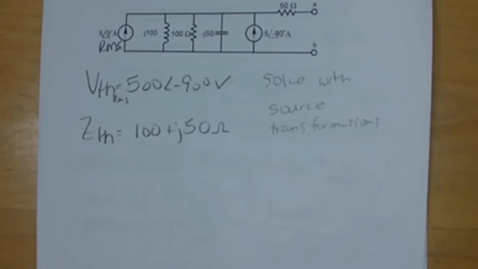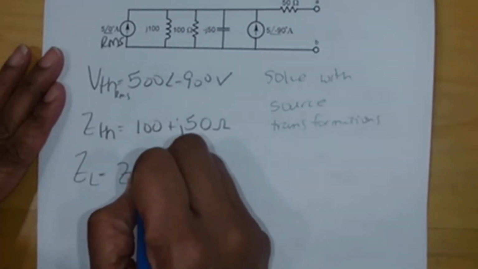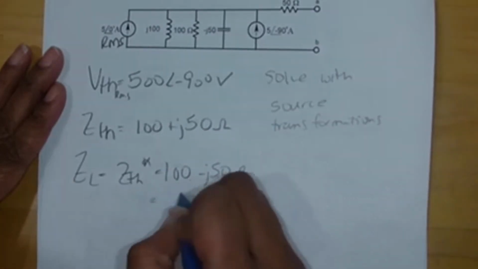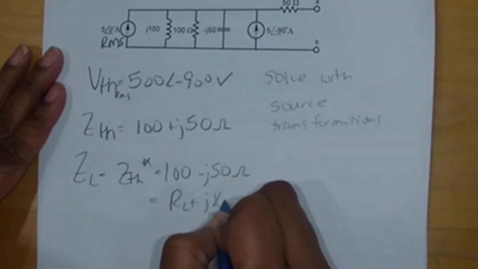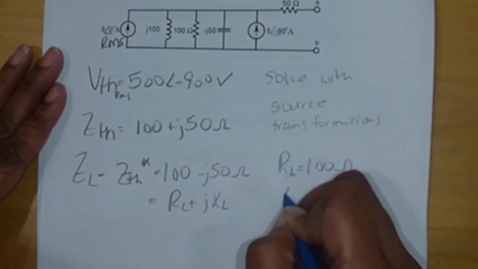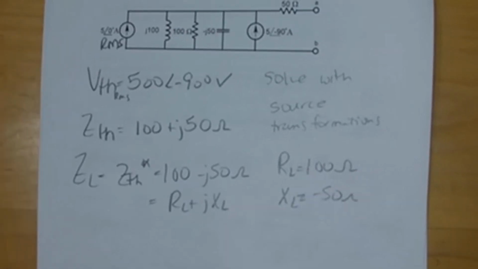100 minus j50 ohms. Very good. Okay, what's RL? 100 ohms. So ZL is 100 minus j50 ohms, but I know this is RL plus jXL. So RL is 100 ohms, and if you ever needed XL, it would be negative 50 ohms, but you don't, right?